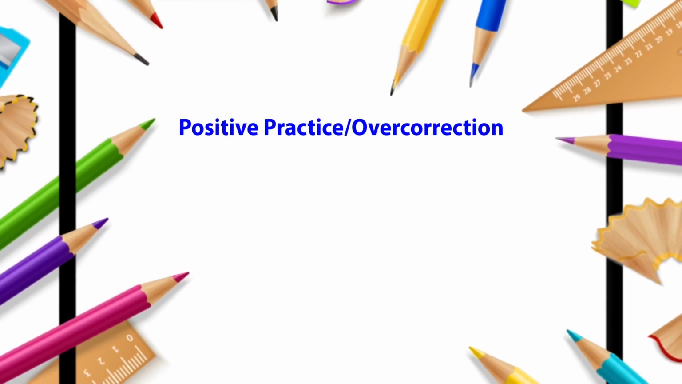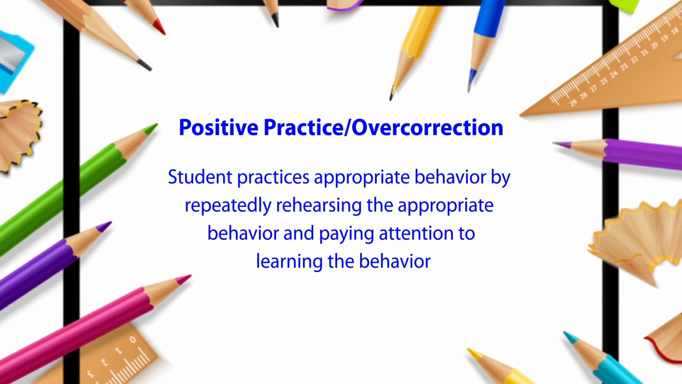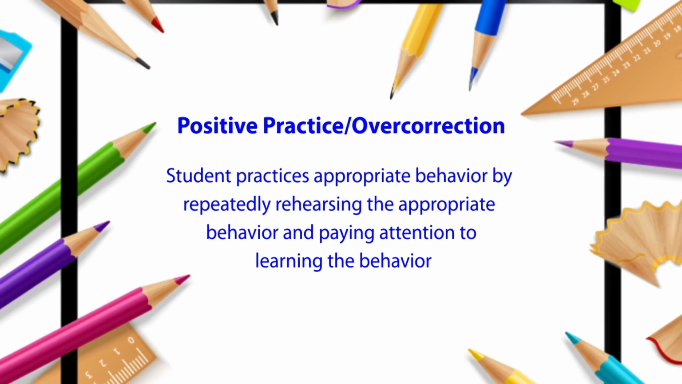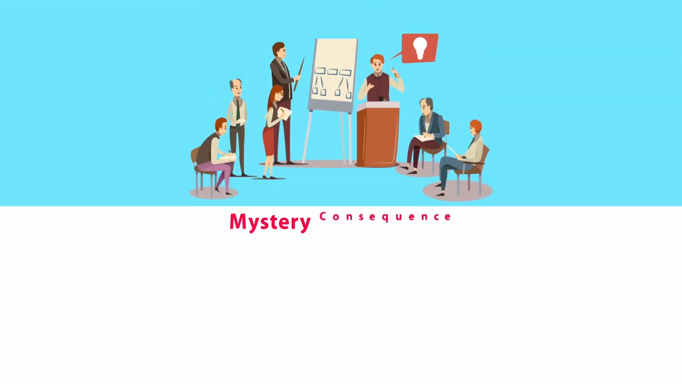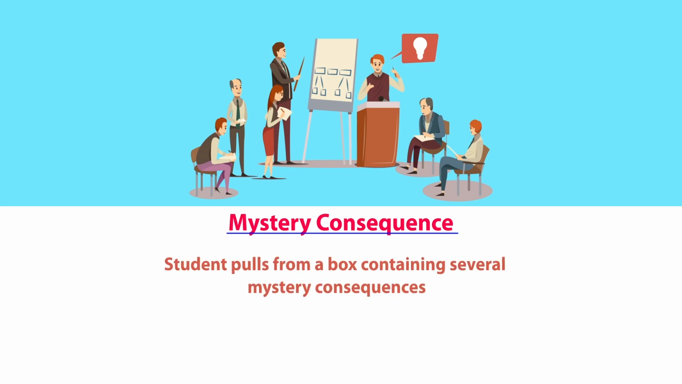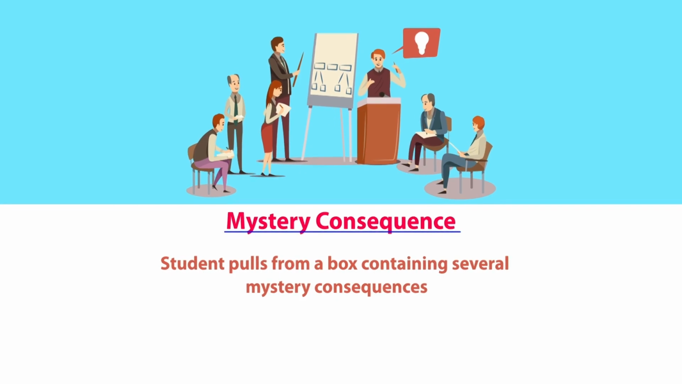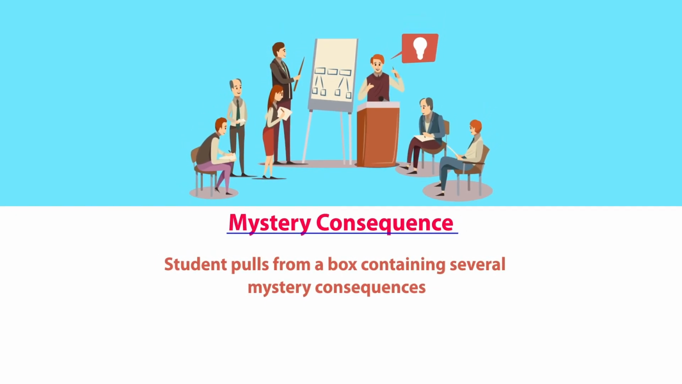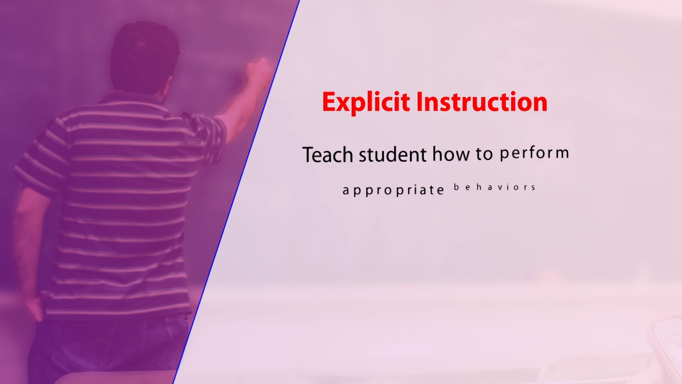Then you can give them positive practice. They can practice appropriate behavior repeatedly or rehearse it many times so that they learn and pay attention to the learning. Some mystery consequences can be there, like you can have a box where some mystery consequences are written, and if a student is showing some negative behavior or behavior which needs to be modified, you can ask them to pull something from the box and check what consequence has been decided for such behavior. You can give some explicit instructions, so students know how to perform appropriate behavior in a particular situation.